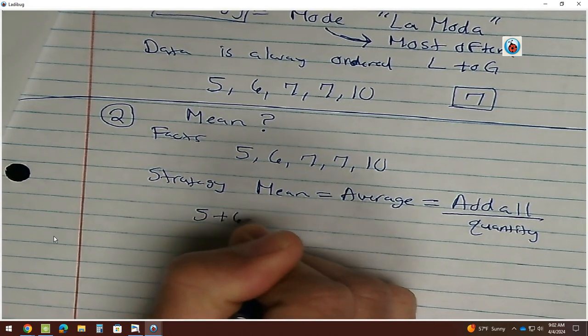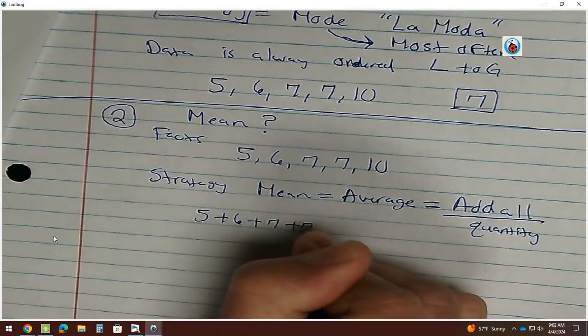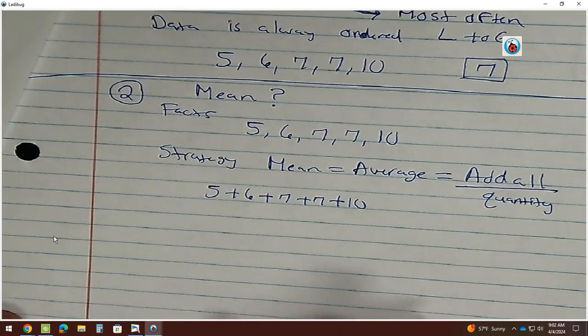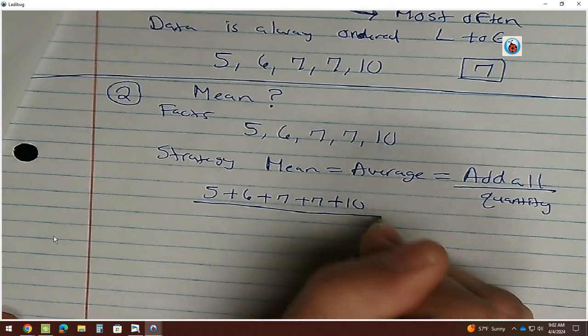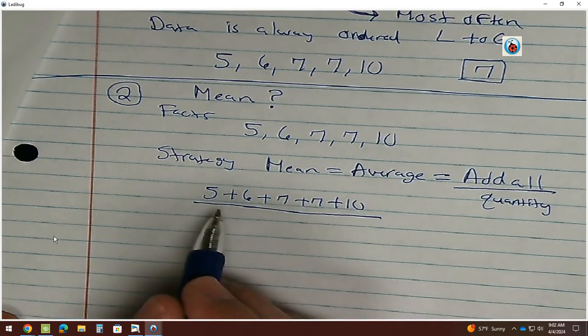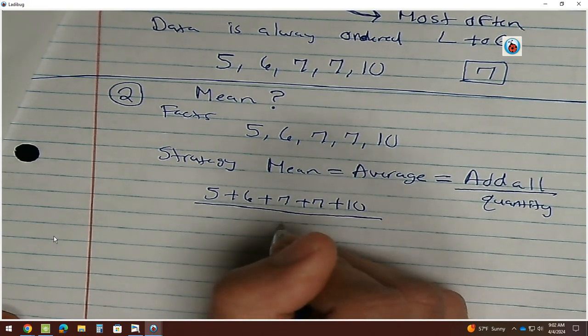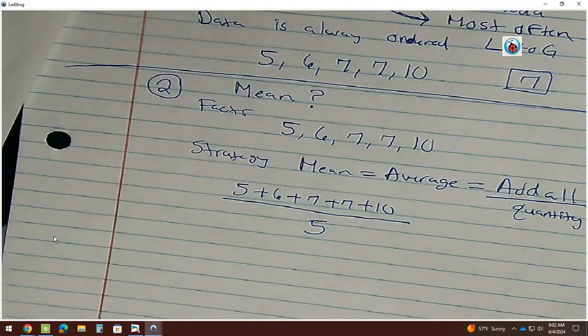5 plus 6 plus 7 plus 7 plus 10. I'm showing you all the steps. Then after we add, we're going to divide by the quantity. So how much quantity is here? 1, 2, 3, 4, 5. We're going to divide by 5. Yes, ma'am? Oh. Later on I'll tell you when you come to me.